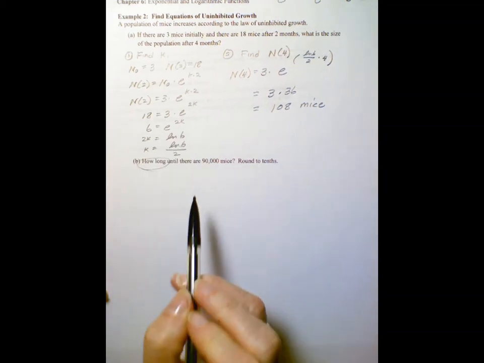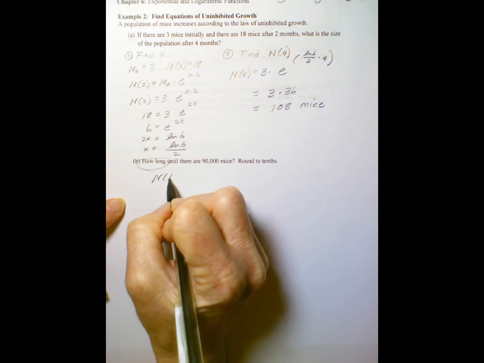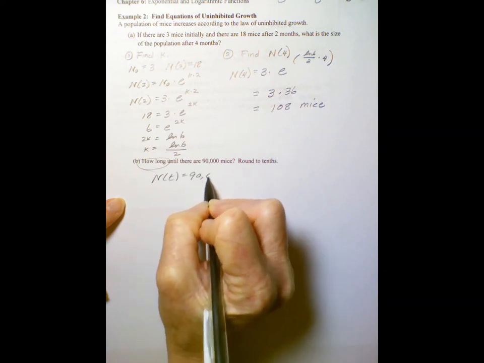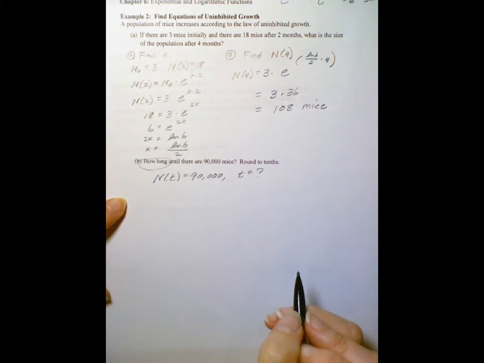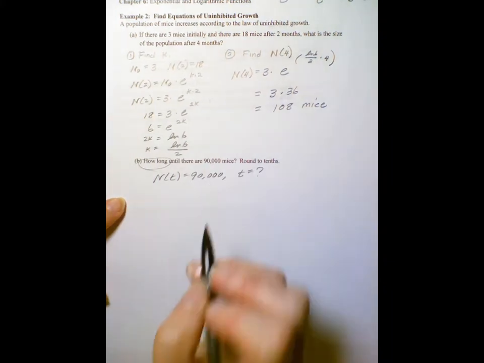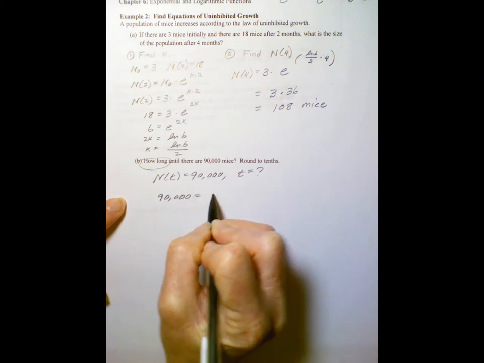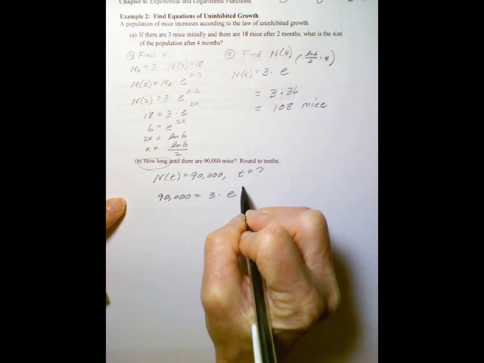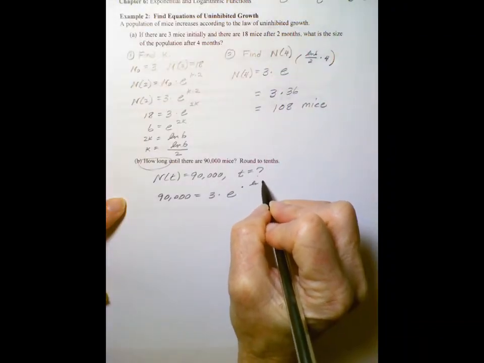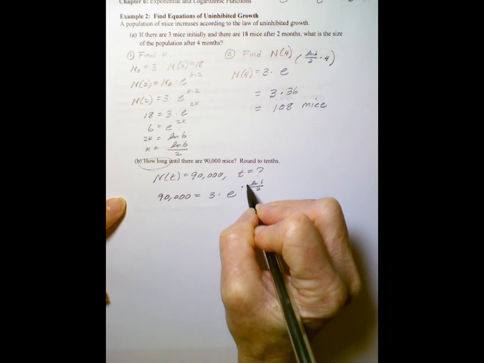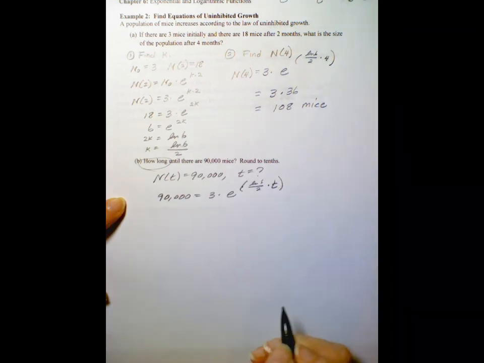How long until there are 90,000 mice? So in other words, n of t equals 90,000 when t is what number? How many months is it to get to 90,000? All right, so we got to 90,000. We started with 3. We know k hasn't changed. It's the same problem. So k is the natural log of 6 over 2. And t is the question. When does this happen?